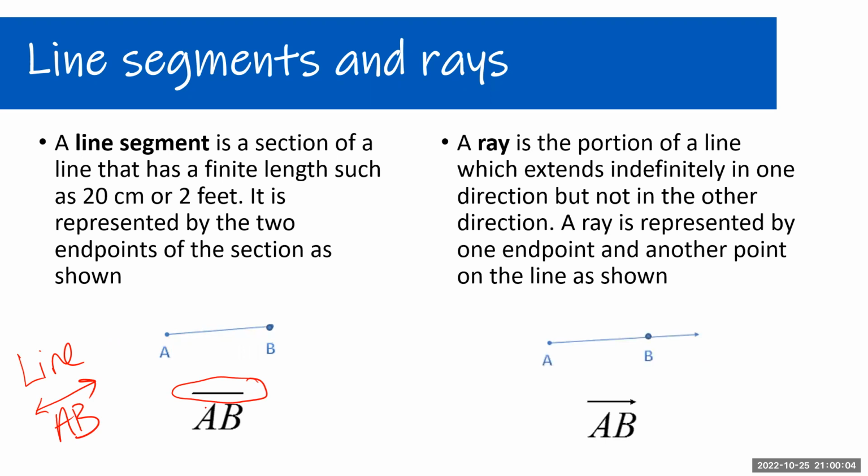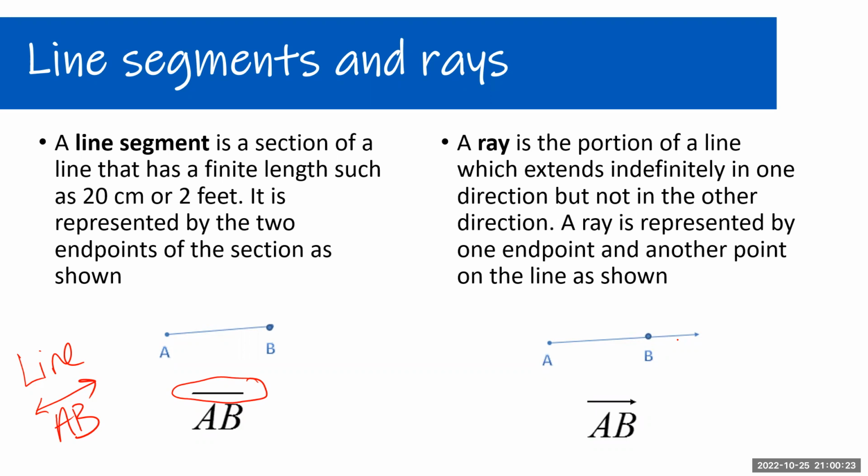A ray is kind of a combination of a segment and a line. It's kind of the way I think about it. It's going to be our building blocks for angles. A ray is a portion of a line and it starts at a point and then it goes off forever in another direction. So it has one side that is finite and the other side that is infinite.